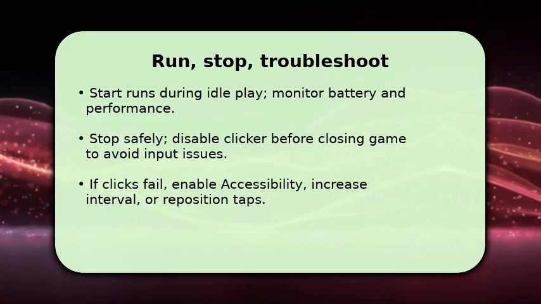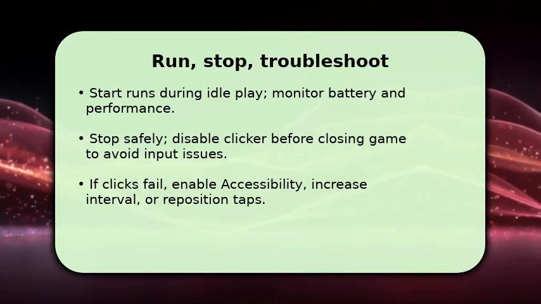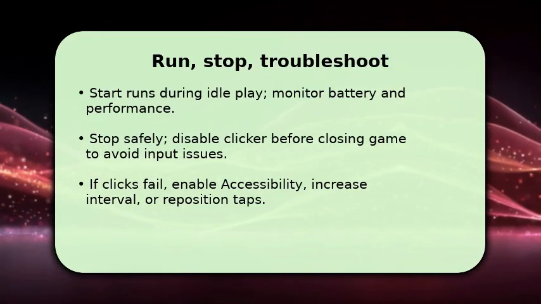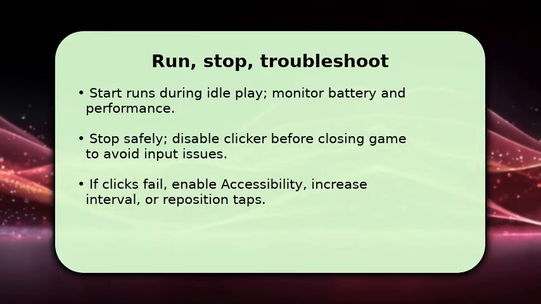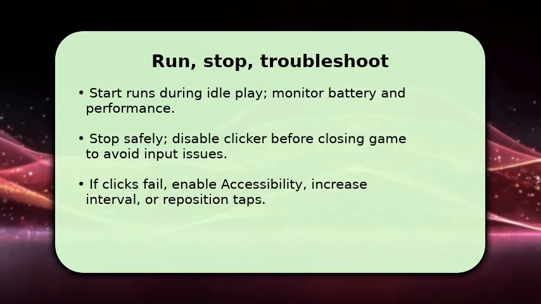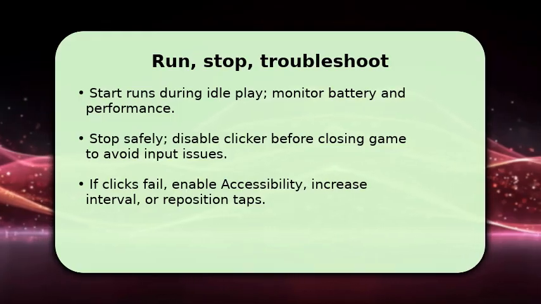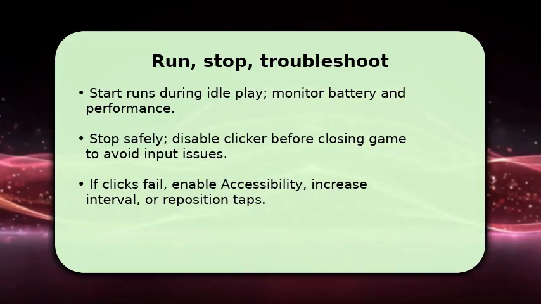If clicks fail, first enable accessibility or overlay permissions, then increase the interval slightly and reposition points to account for UI shifts. This single troubleshooting tip fixes most registration issues quickly and keeps your automation running.